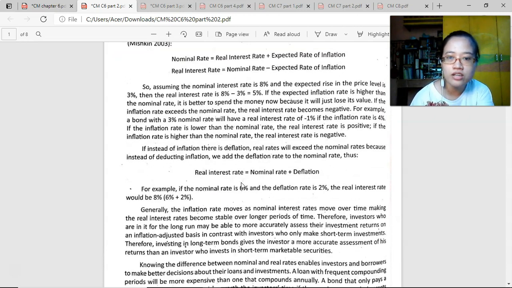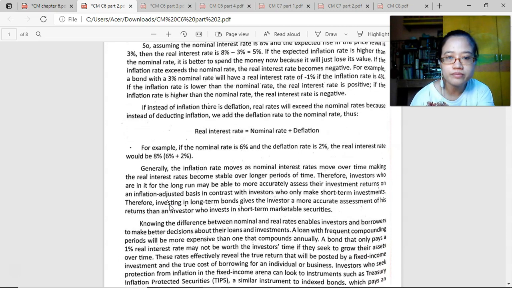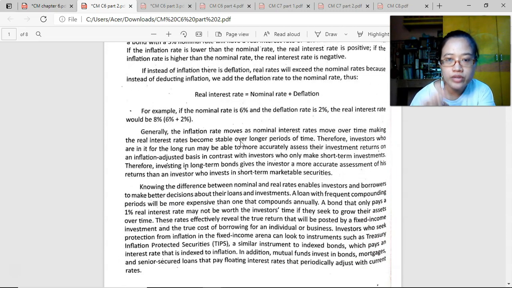Real interest equals the nominal rate plus the deflation rate. Okay? Example, nominal rate 6%, deflation rate is 2%. The real interest rate would be 8%. Okay? Generally, the inflation rate moves as nominal interest rates move over time, making the real interest rates become stable over longer periods of time.